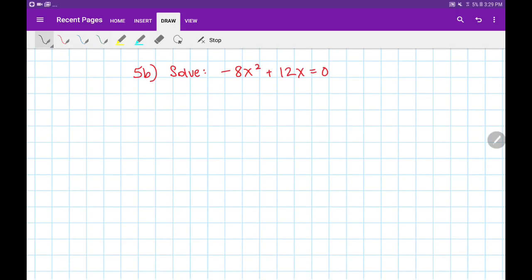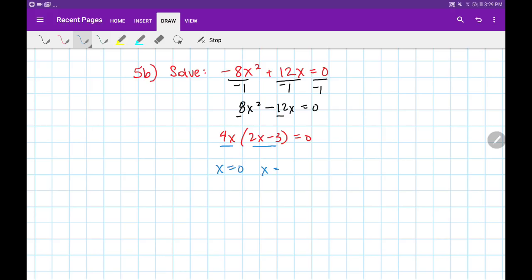Number 5. This one will be solved with GCF. First, I'll divide everything by negative 1. I'll get 8x squared minus 12x equals 0. And now I can factor out the number that goes into 8 and into 12, which is 4. I can also pull out an x, and I'll be left with 2x minus 3. So my two answers will be x equals 0 and x equals positive 3 over 2.